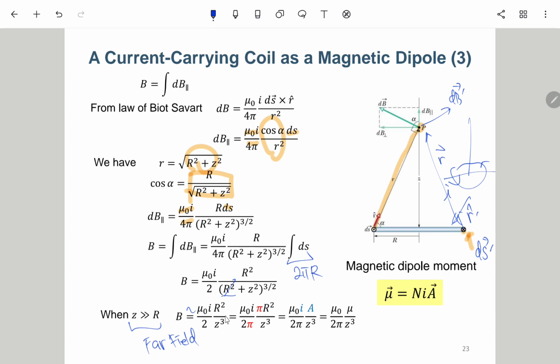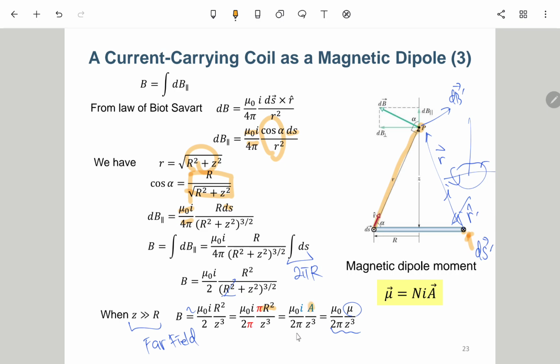Actually, this is already done, but we want the form to be somehow like this, using the magnetic dipole moment as the result. So we should do some simple algebraic computation so that we can transform it to the final form. In this expression we multiply pi on both the numerator and the denominator so that it doesn't change anything. And here, pi R squared is actually the area of a circle. So this part is actually A.